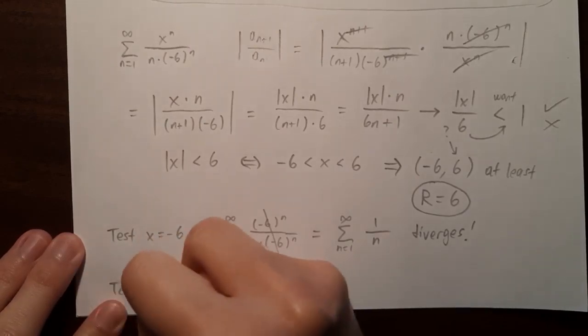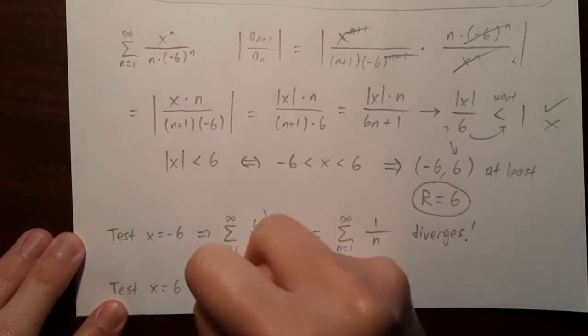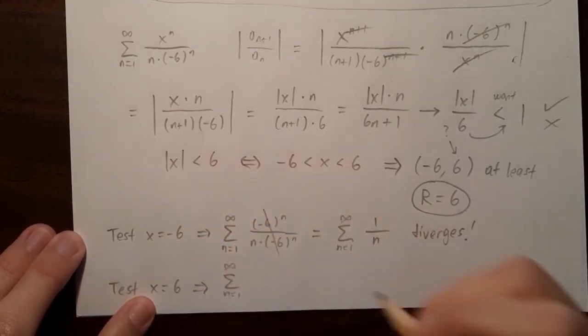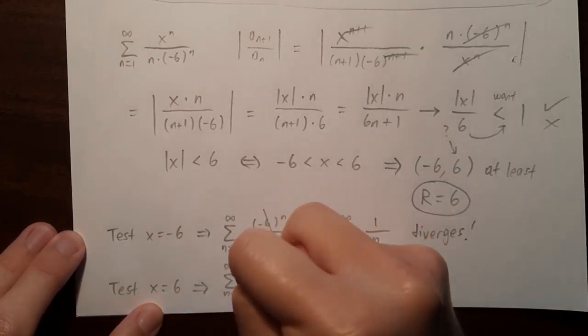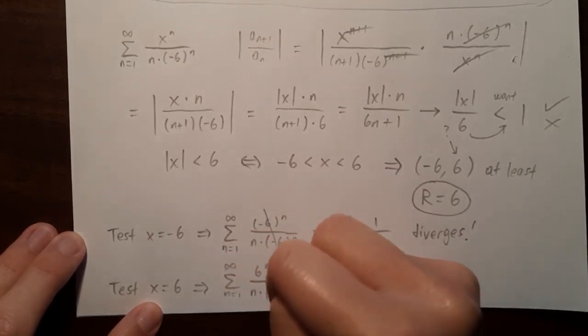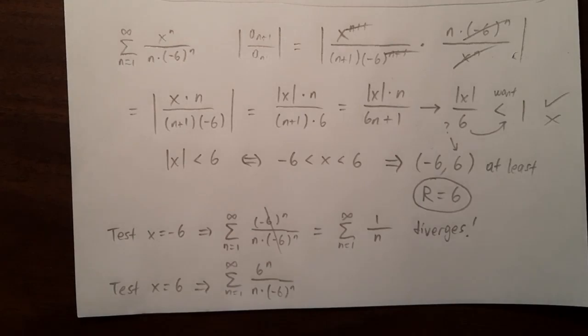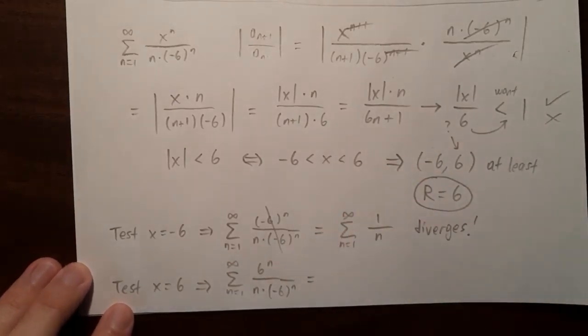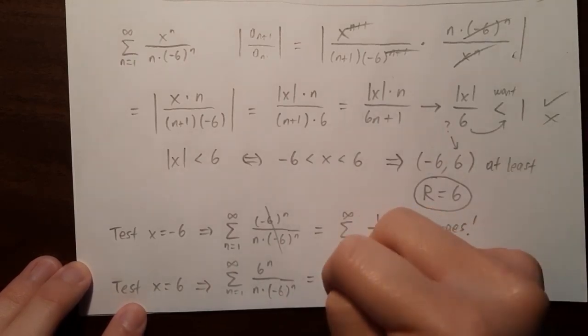Let's test x equals +6. Plug it in. If I plug in positive 6, I'm going to wind up having 6 to the n on top and n times negative 6 to the n on the bottom. This looks quite a bit like there should be some cancellation again, but not quite. In order to see how it cancels, I'm going to do this.